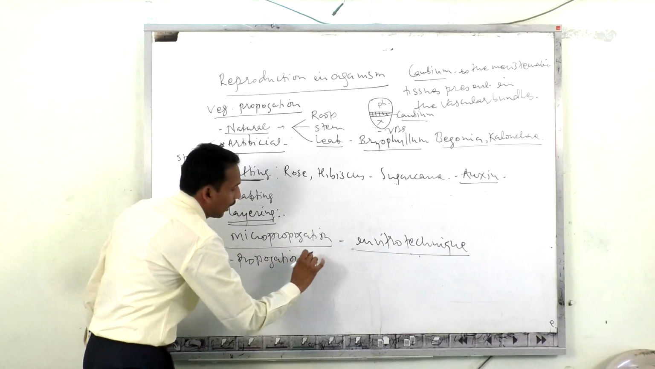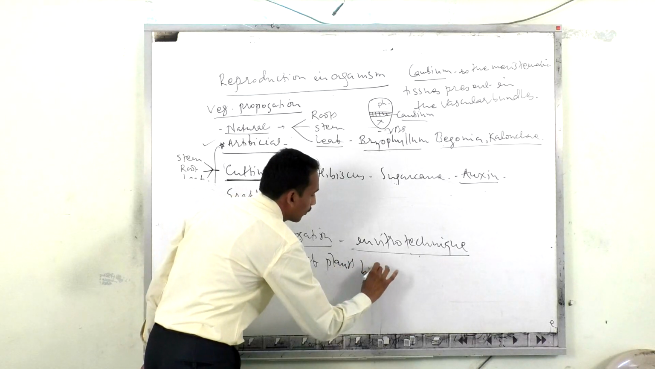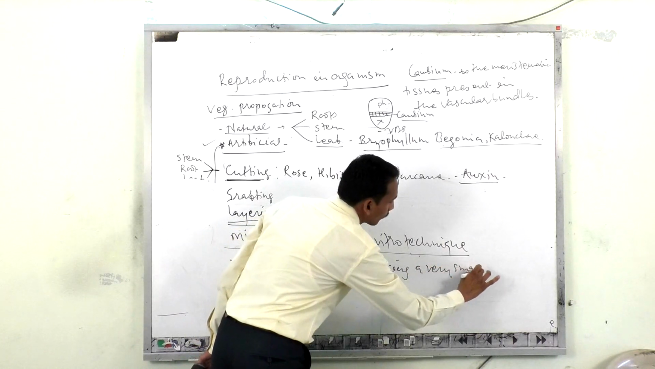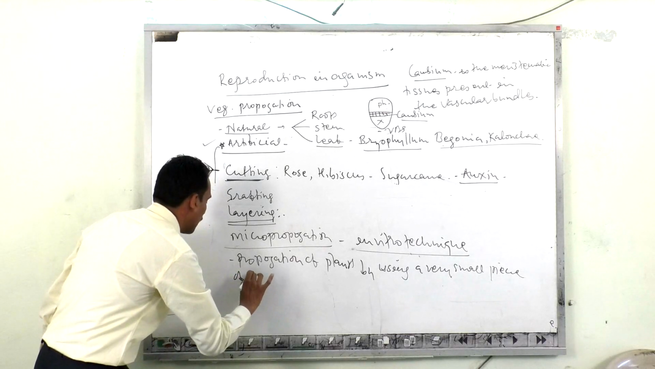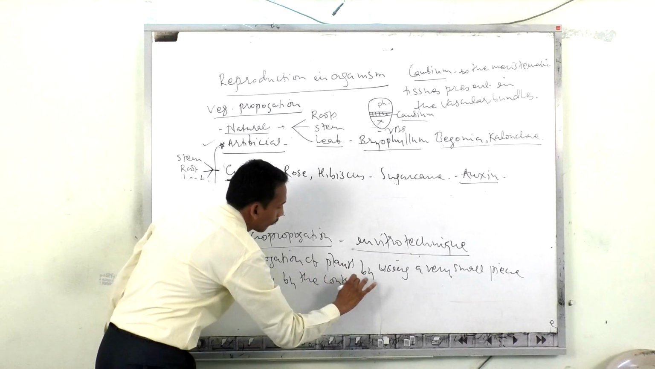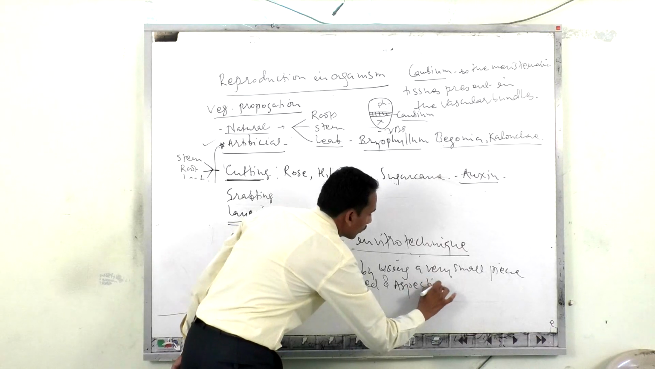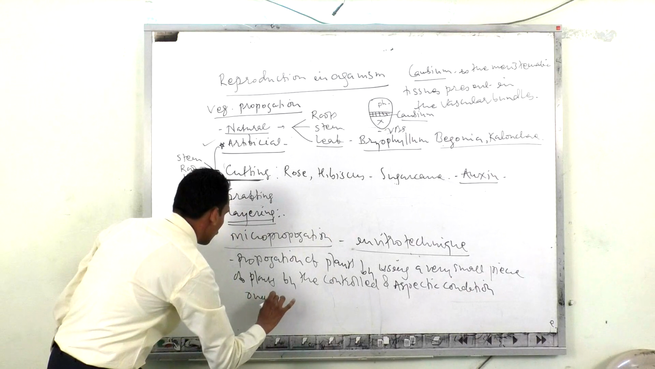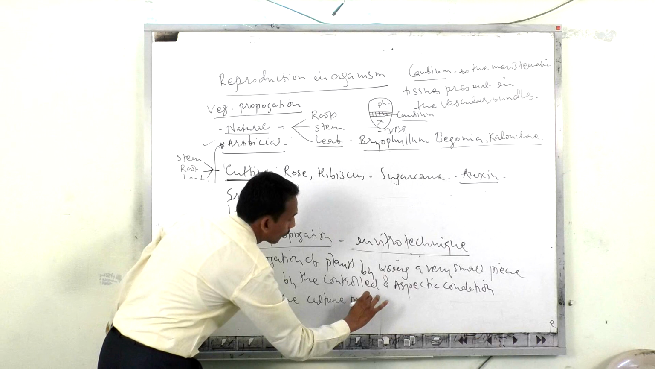Propagation of plants by using a very small piece of plant under controlled and aseptic conditions over the culture medium.